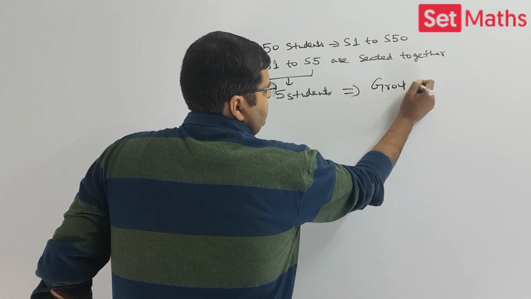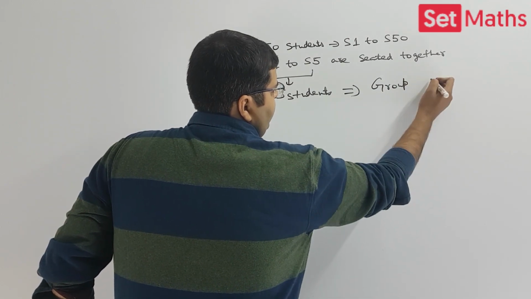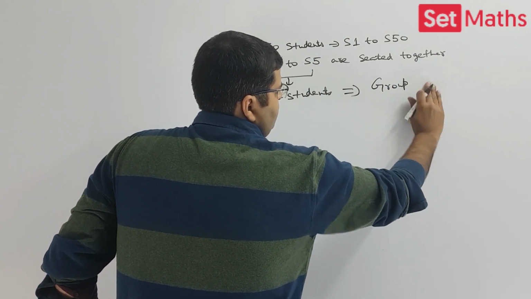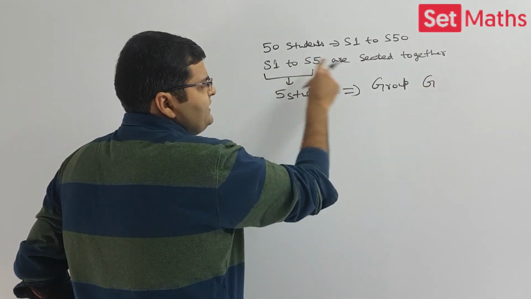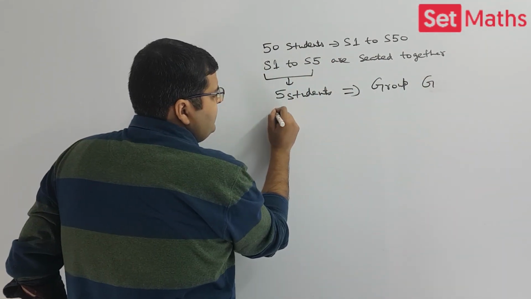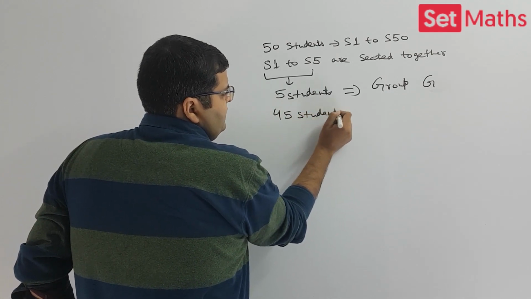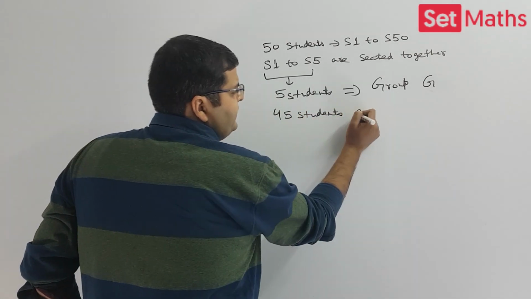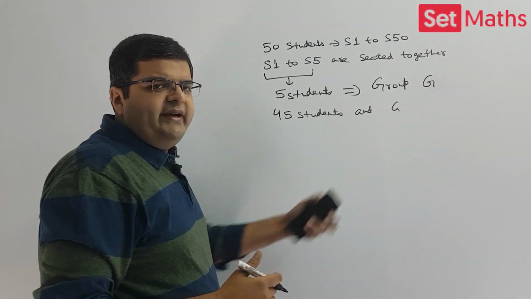We can assume that these are in group G. So group G has students S1 to S5. Now there are the remaining 45 students. So now we have to seat 45 students and G. G is also an entity.